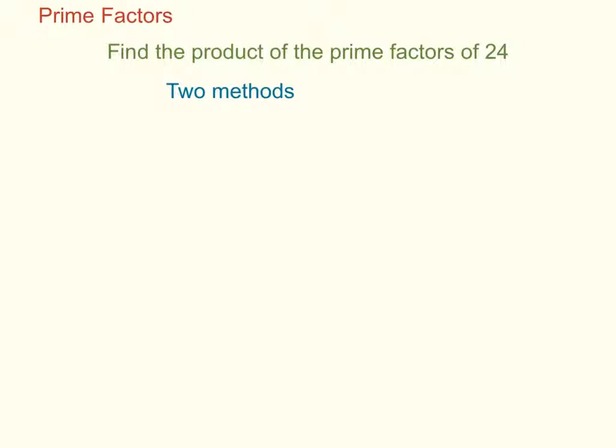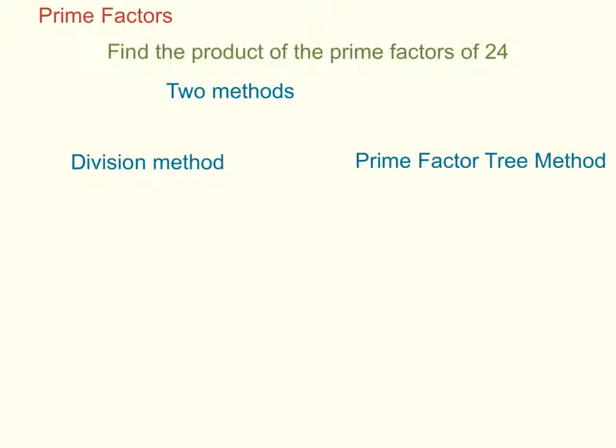So there's two methods we're going to go through. The first one is the division method, where you just keep dividing by prime numbers until you've got all the factors of 24. And the other one is the prime factor tree method, where you just keep dividing by factors of 24 and picking out the prime numbers. So the division method is nice and simple. We just keep dividing by prime numbers.